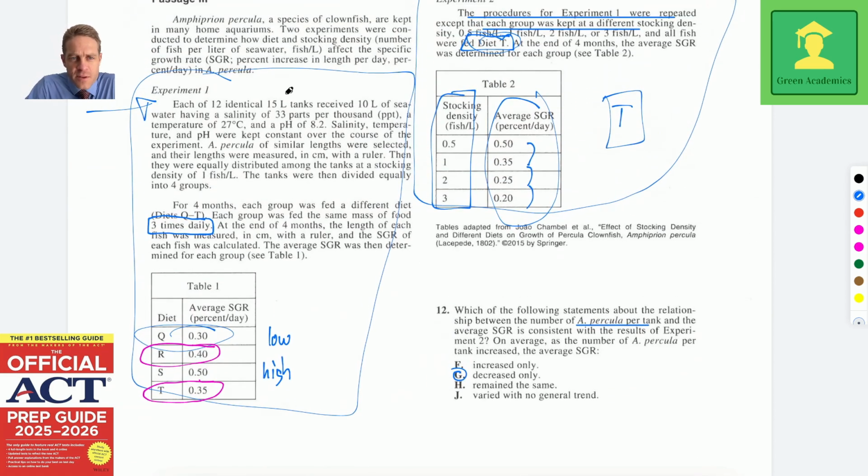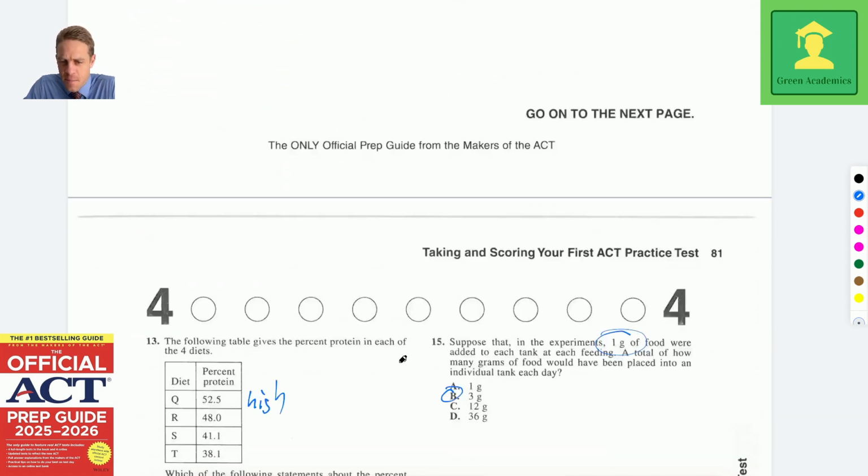So it must have to do with these numbers. It's a 15-liter tank that received 10 liters of seawater, and then they're stocked at a density of 1 fish per liter. So the tank has a volume of 15 liters, but they don't fill it up all the way. They only fill it up 2/3 of the way. So it's this, and this is 10 fish per tank.